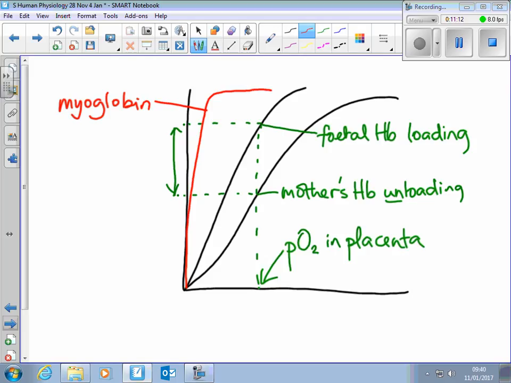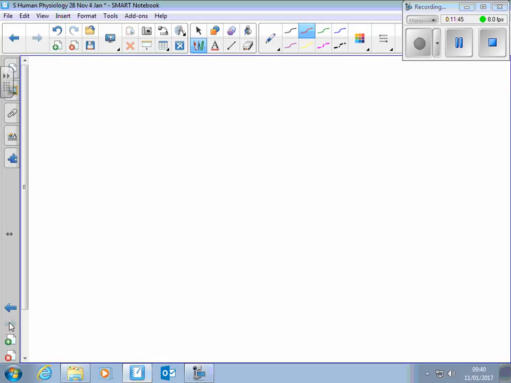It has a curve that is somewhat to the left of the mother's hemoglobin, which means that it loads at lower partial pressures. And there's quite a significant difference. So where the mother's hemoglobin is unloading, the fetal hemoglobin is loading with oxygen. And after a baby's born, it gets rid of that and replaces it with the adult version. But it's obviously an important adaptation before birth. So that's covered the oxygen transport, and that leaves us with a little bit to do then on carbon dioxide.